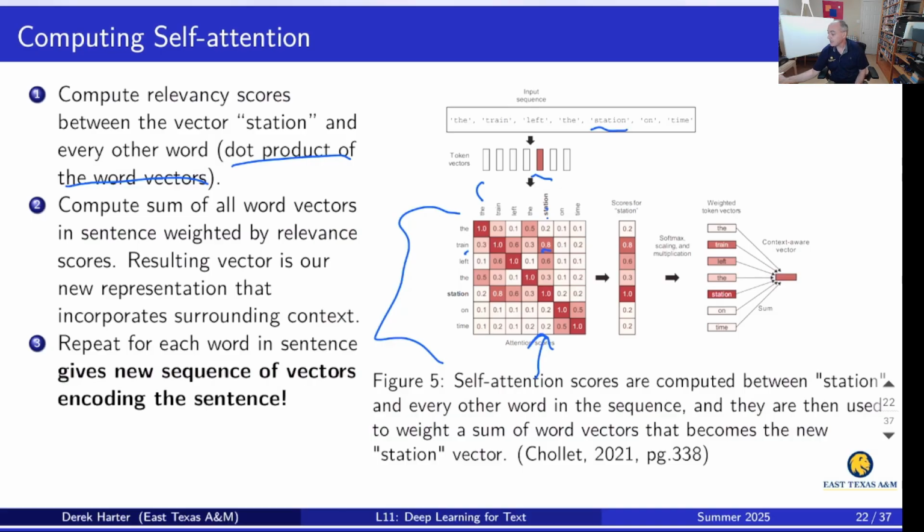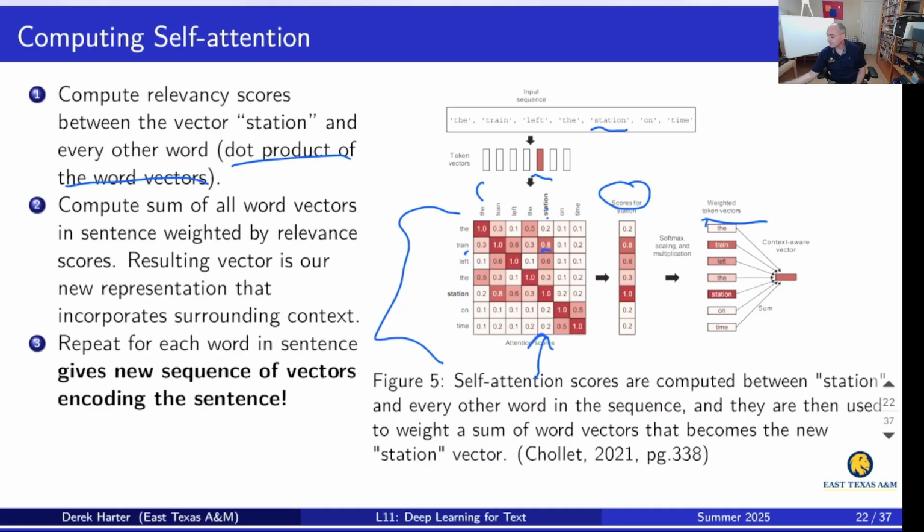So let's focus back in on the word for the station, how we're going to modify its representation. After we compute the relevancy scores, we would apply some scaling and do a softmax. This is necessary because our second step is to sum up all these vectors in order to get a new representation for station. This is really a weighted sum of the vectors.